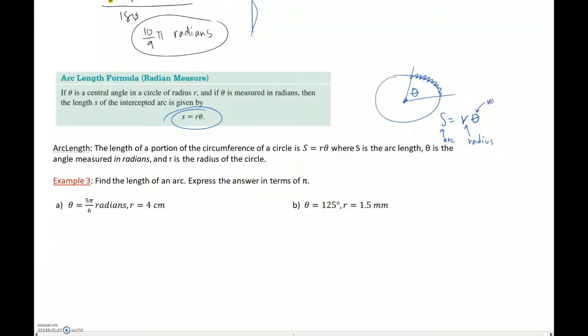But theta has to be radians. It has to be radians, because again, degrees are worthless. So this formula won't work in degrees. You'd have to convert your degree to a radian first, and that's what you would do in part B.